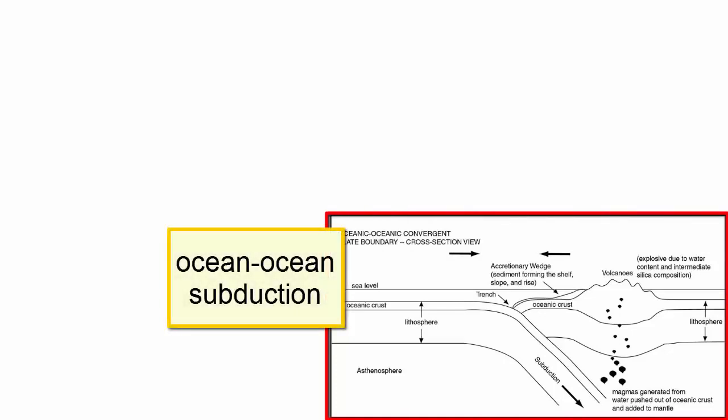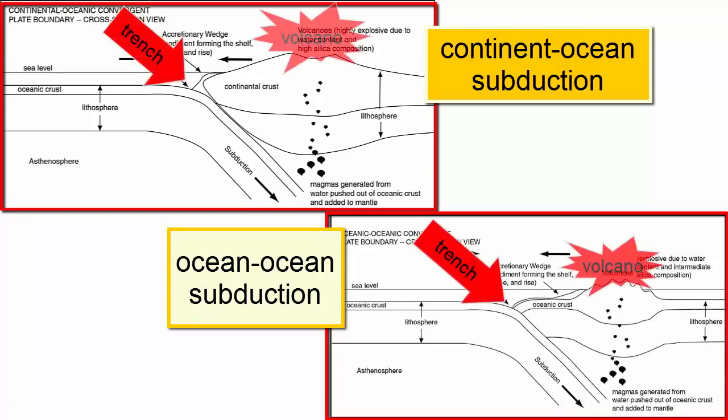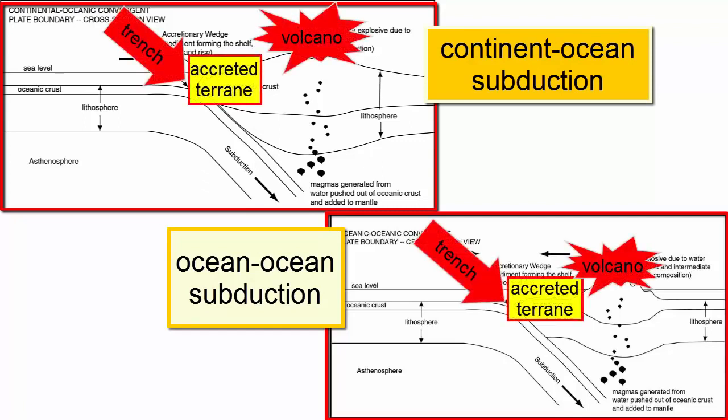Do ocean-ocean subduction zones produce the same types of features as continental-ocean subduction zones? Trenches, volcanoes, accreted terrain material that forms coastal mountain ranges? Yes. The only difference is that the volcanoes erupt through thinner oceanic lithosphere, and that makes them slightly less dangerous than the magmas that rise through thicker continental lithosphere. Why? The thicker the lithosphere, the more likely the gas content will increase in the magmas, and this gas leads to higher pressures and more explosive volcanoes.